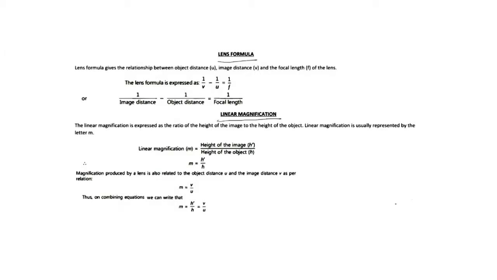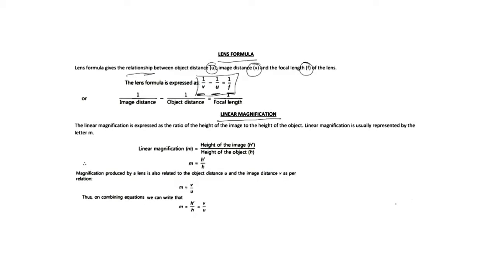Clear? What is the lens formula? It is the relationship between the object distance, image distance, and focal length of a lens. The reciprocal of image distance minus the reciprocal of object distance is equal to the reciprocal of focal length. So 1 by v minus 1 upon u is equal to 1 upon f is your lens formula.